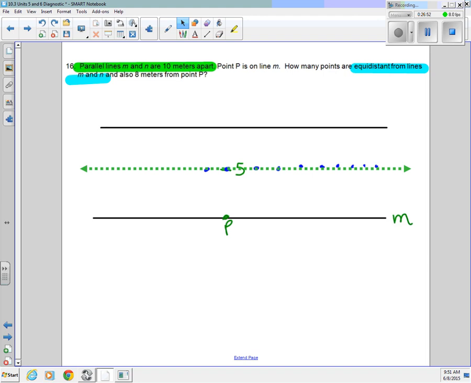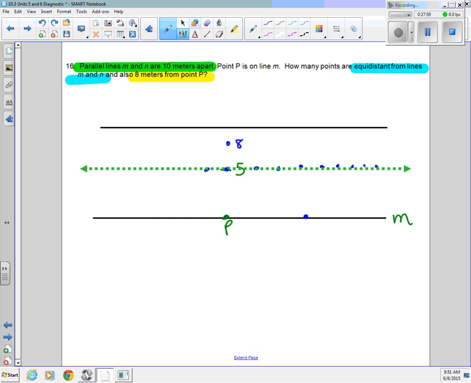Okay, good. And we want to be 8 meters from P. P is a point. If I would like to be 8 meters away from P, I can go 8 in every direction. So I'm going to go up first. I have to go past 5. Here's roughly 8 meters away.